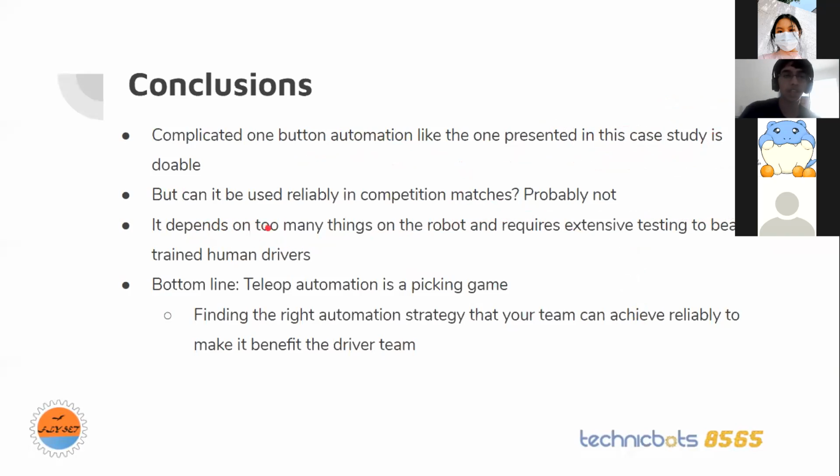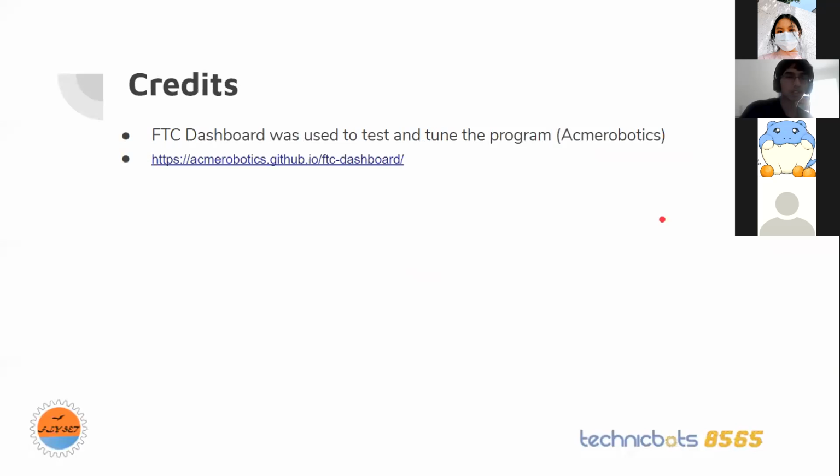It mainly depends on too many things on the robot, and it requires extensive testing to beat human-trained drivers. So the bottom line for this is that Teleop automation is a picking game. You have to find the right automation strategy that your team can achieve reliably to make it benefit the driver team. So on to the credits.